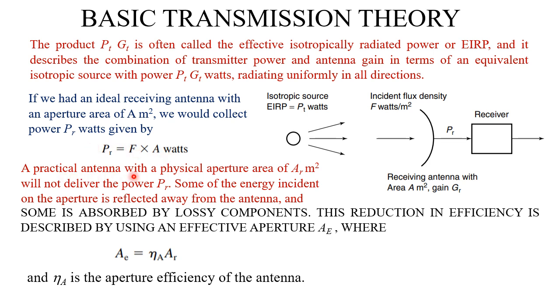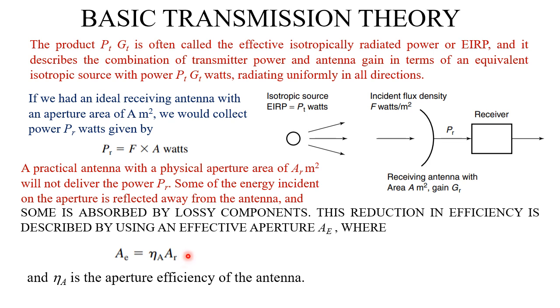Now a practical antenna with a physical aperture area of AR meter square will not deliver the power PR. Some of the energy incident on the aperture is reflected away from the antenna and some is absorbed by lossy components. So this reduction in efficiency is described by using an effective aperture AE. So AE can be written as eta A into AR.